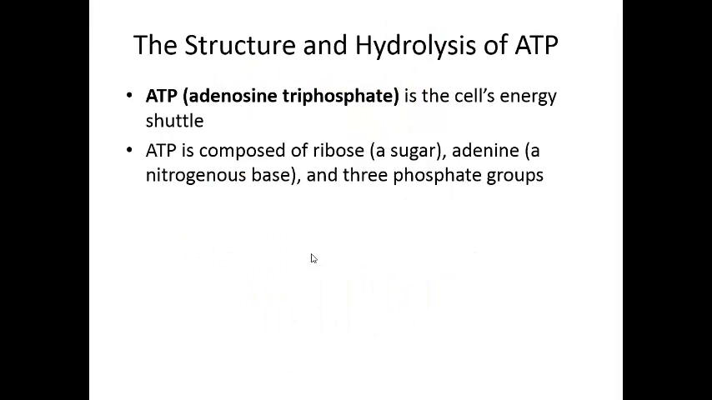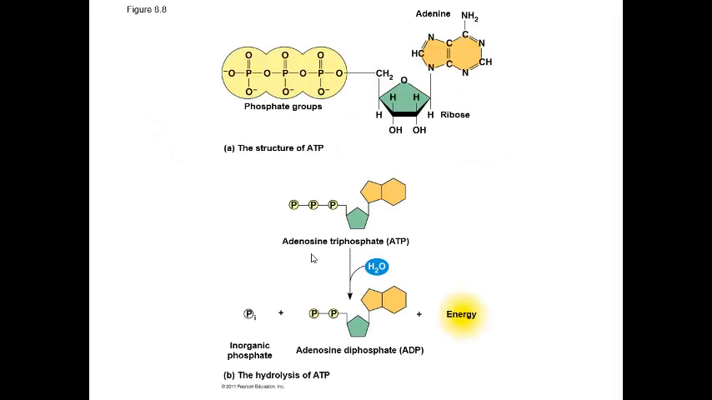What is ATP? ATP stands for adenosine triphosphate. ATP is a modified nucleotide. In particular, it's a modified nucleotide of RNA. It's made up of a nitrogenous base, adenine. It's made up of a pentose sugar, ribose. A normal nucleotide only has one phosphate group, but what makes ATP different is that it contains three phosphate groups.